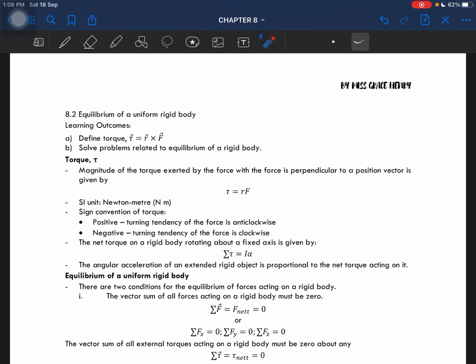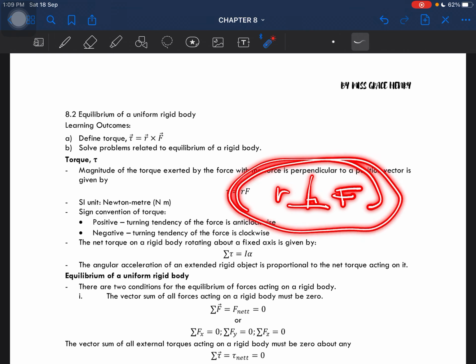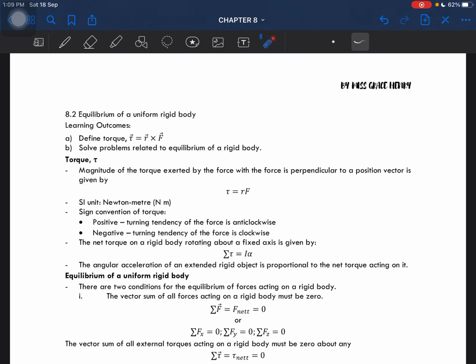It is the magnitude of the torque exerted by the force, with the force perpendicular to a position vector, which is given by this formula here. The distance r must be perpendicular to the force. Then only can you find the value of the torque. Torque here has the SI unit of newton meter, and then we have the sign convention of torque.